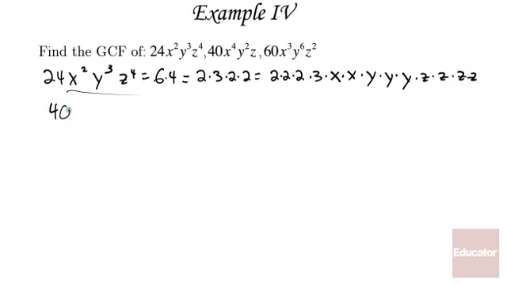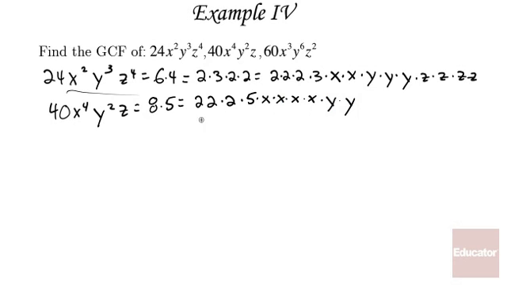Okay, next I have 40 x to the 4th y squared z. 40 factors out to 8 times 5, which can be further factored to 2 times 2 times 2 times 5. And that's already in standard form, least to greatest numbers. Okay, looking at the variables, x times x times x times x, so that's x to the fourth, times y, y squared, times z.